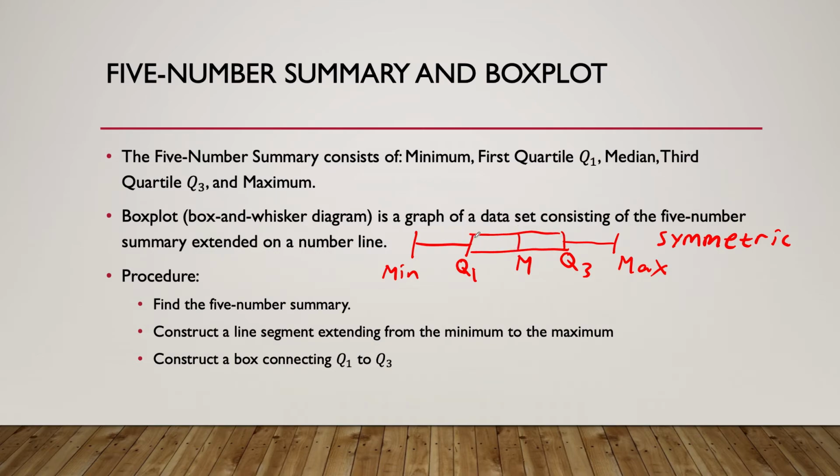And as you can tell, we could determine the shape of the distribution by just looking at this box plot. In order to build the box plot, we first need to find the 5-number summary, construct a line segment extending from the minimum to the maximum, construct a box connecting Q1 and Q3, and then note where the median or Q2 is.